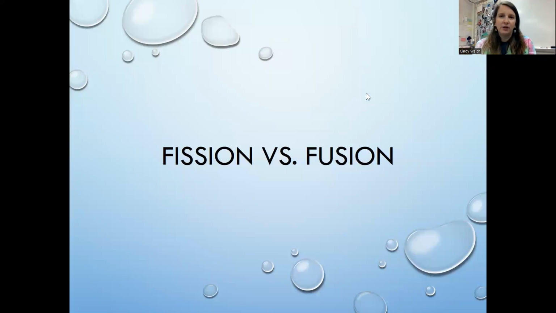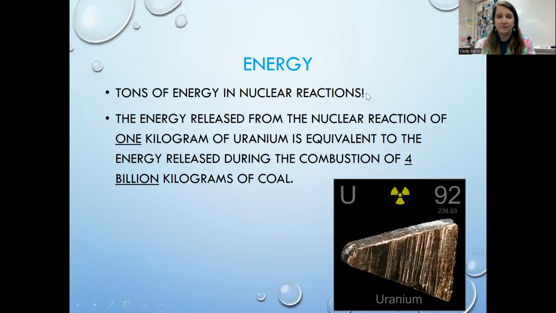Students, in this video, we're going to go over fission versus fusion. Both of these processes are nuclear reactions, and they happen when we're involving just the nucleus of the atom. Now, when we're talking about fission and fusion, there is a lot of energy associated with these two processes, and that was one of the key differences that we talked about in that first video when we were talking about nuclear reactions versus chemical reactions.